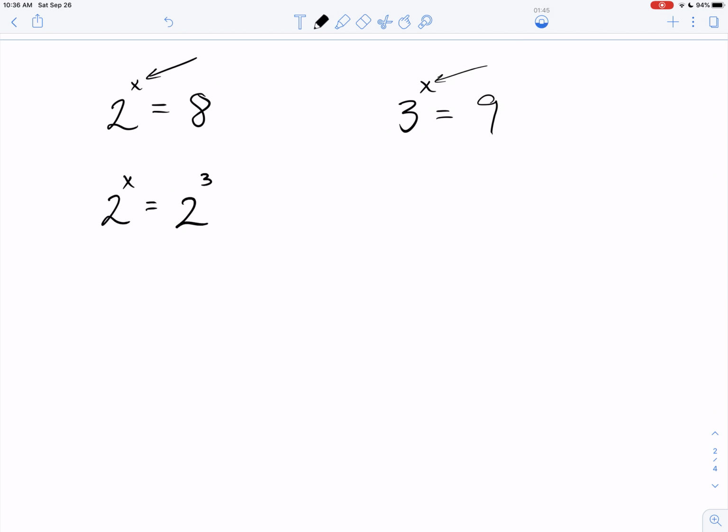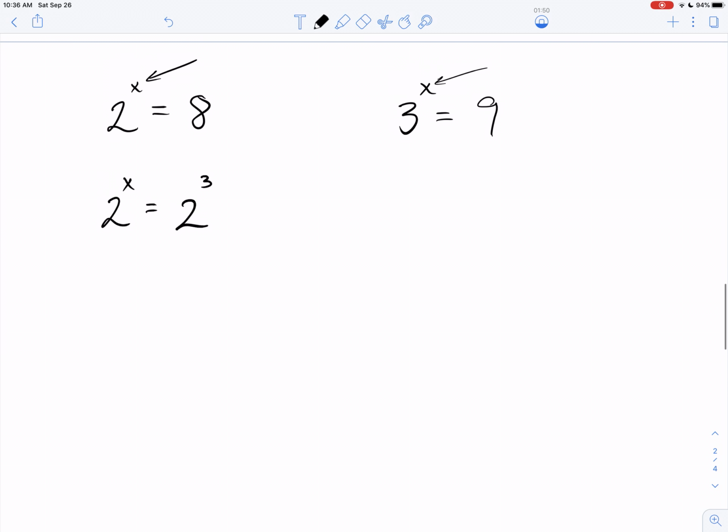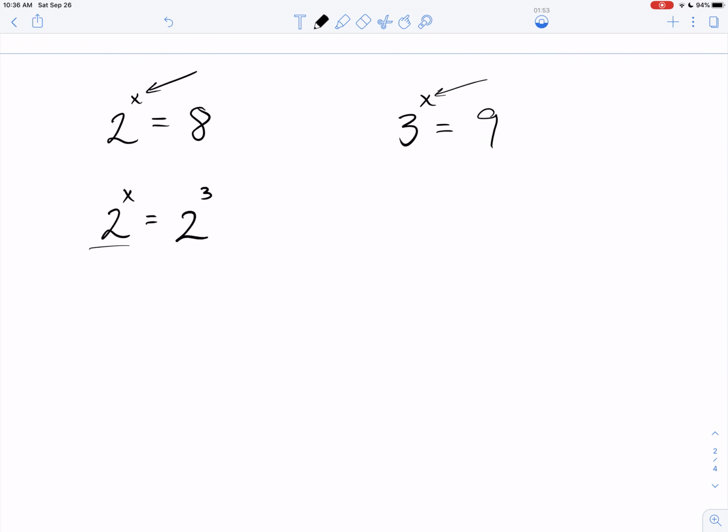8 is the same thing as 2 to the third power. So mathematically, the rule is if the two base values are the same, that implies that the powers must also be equal. So over here on the other one, if I had 3 to the x, I could say, hey, 9, you are the same thing as 3 squared. Since the base values match, I can set the powers equal, so that is x equals 2.